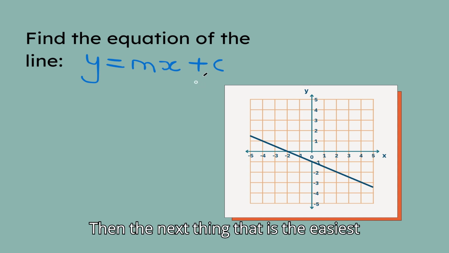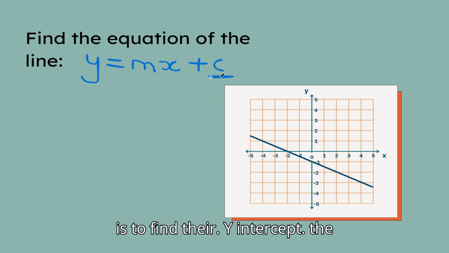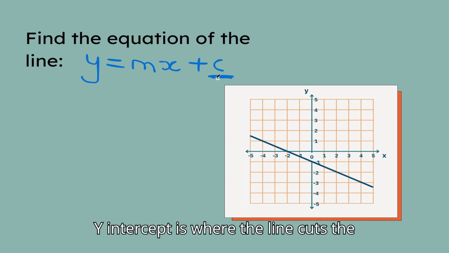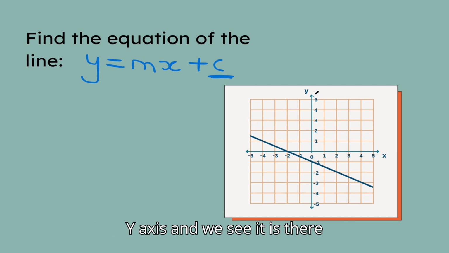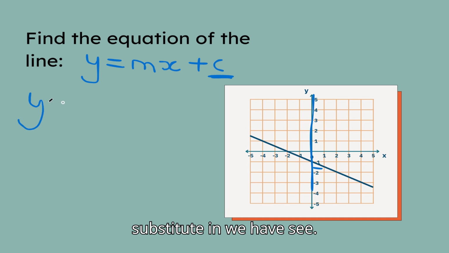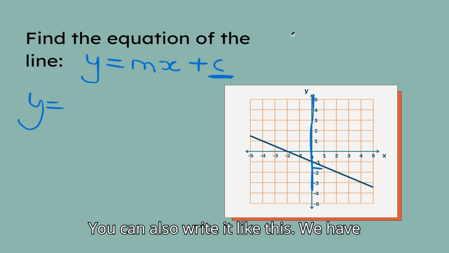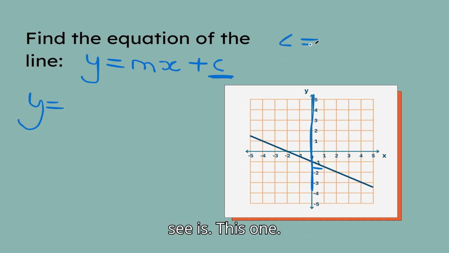Then the next thing that is the easiest is to find the y-intercept. The y-intercept is where the line cuts the y-axis, and we see it is there at -1. So now we can substitute in. We have c. You can also write it like this. We have c is -1, so y = mx - 1.